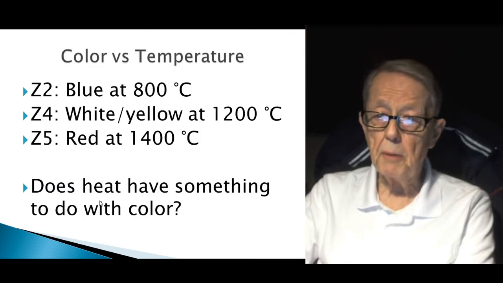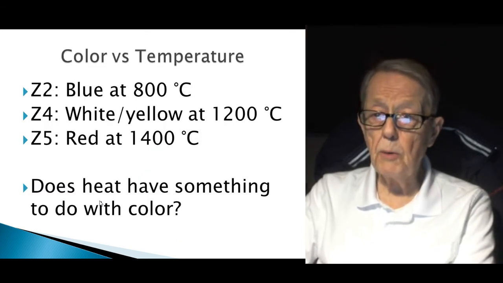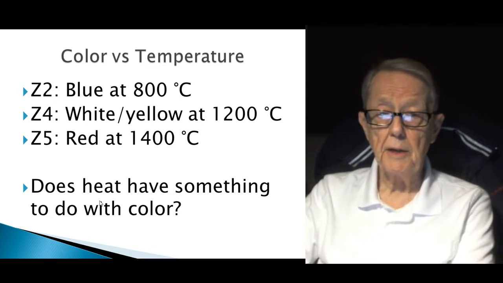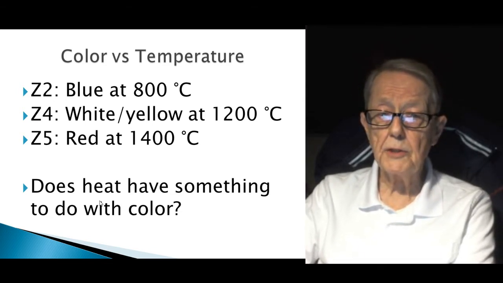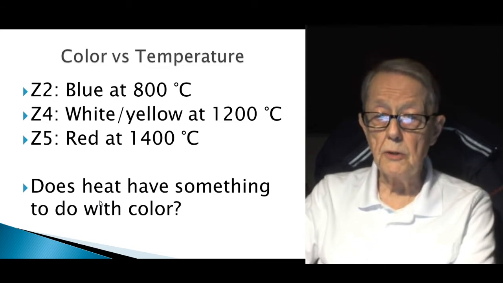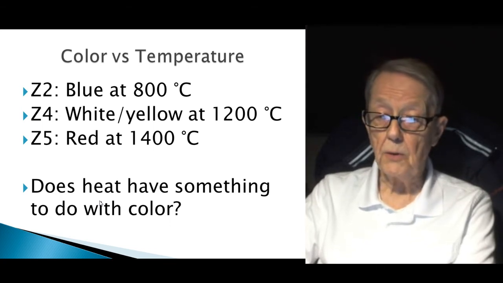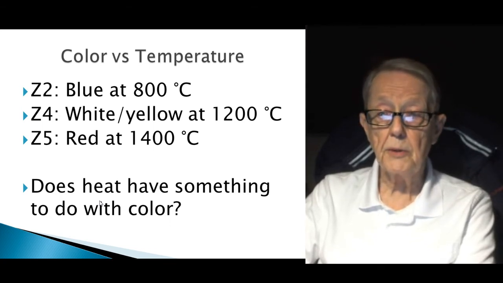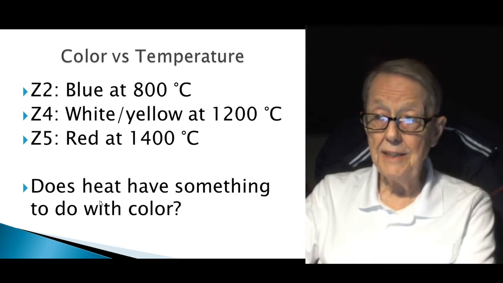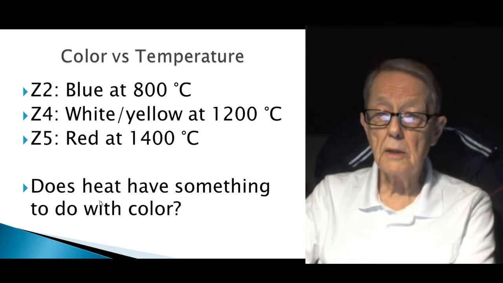Very interesting. So what we have from this information is that we can look at color versus temperature. Zone 2, blue at 800 degrees C. Zone 4, white or yellow at 1,200 degrees C. Zone 5, red at 1,400 degrees C. Does heat have something to do with color?